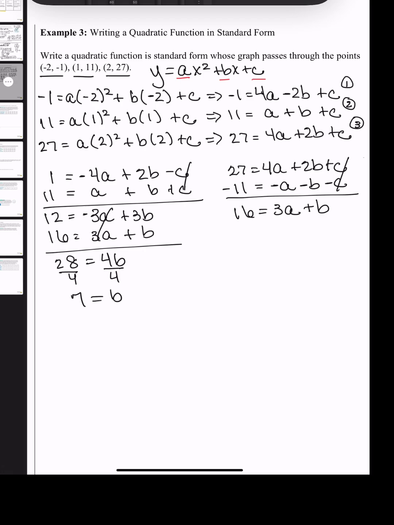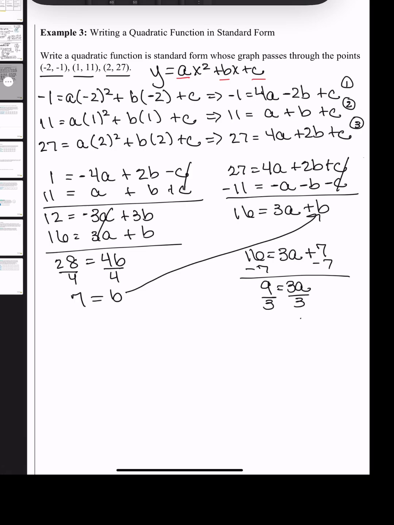Now I can take that value of b and plug it back into, how about this 16? This one here. Okay, so I get 16 equals 3a plus 7. So solving for a, I'll subtract 7. I get 9 equals 3a. Dividing both sides by 3. A is going to equal 3.